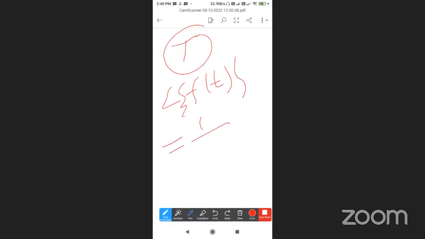So what is the periodic function? f of t with period capital T. The Laplace transform of f of t is equal to 1 by (1 minus e power of minus sT) into the integral from 0 to capital T of e power of minus st f of t dt. So this is the formula for a periodic function. Now apply it to the problem on page number 193, example problem 17.